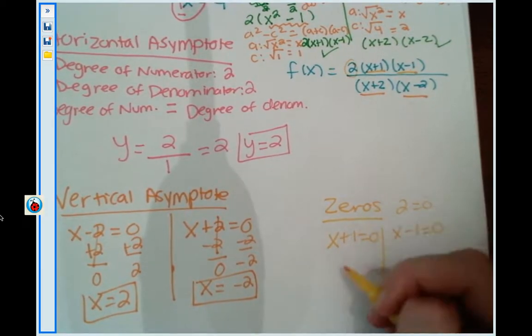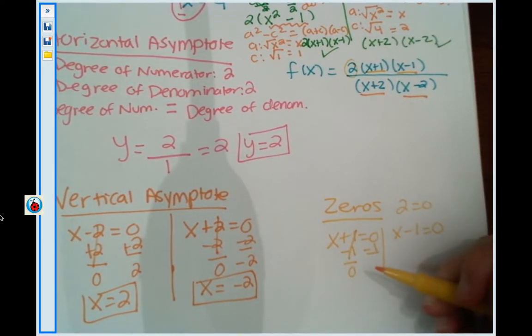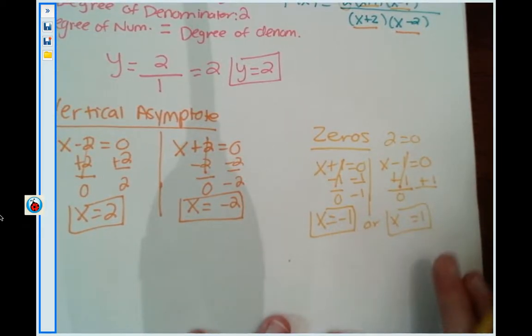So the way we bring positive 1 to the other side is by subtracting that thing on both sides. 1 minus 1 cancels and turns to 0. 0 minus 1 is negative 1. So we have x equals negative 1. Or the way we bring negative 1 to the other side is by adding that thing on both sides. Negative 1 plus 1 cancels and turns to 0. So we're left with x equals 0 plus 1 is 1. So this will cross the x-axis at negative 1 and 1.